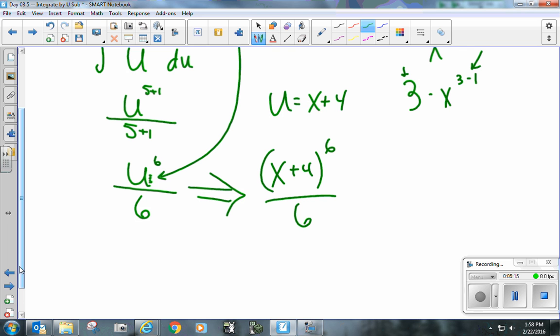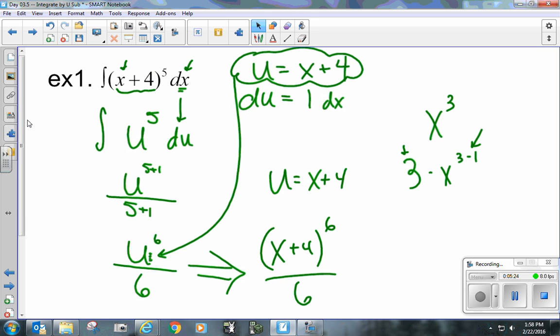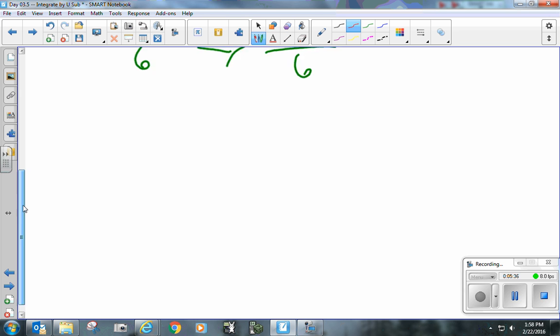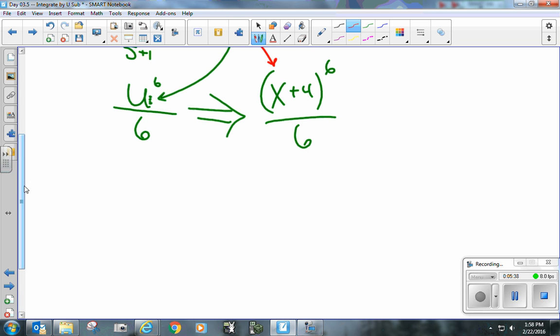Now look, let's check this. If I had to take the derivative of this, I should end up with x plus 4 to the fifth. This is what I should end up with if I take the derivative of this thing right here, correct? So I'm going to break it up so it's a little bit easier. I'm going to say this is 1/6 times x plus 4 to the 6th. So I can take this out and just take the derivative of this and put the constant back in, can I? Yes. I bring the exponent down.